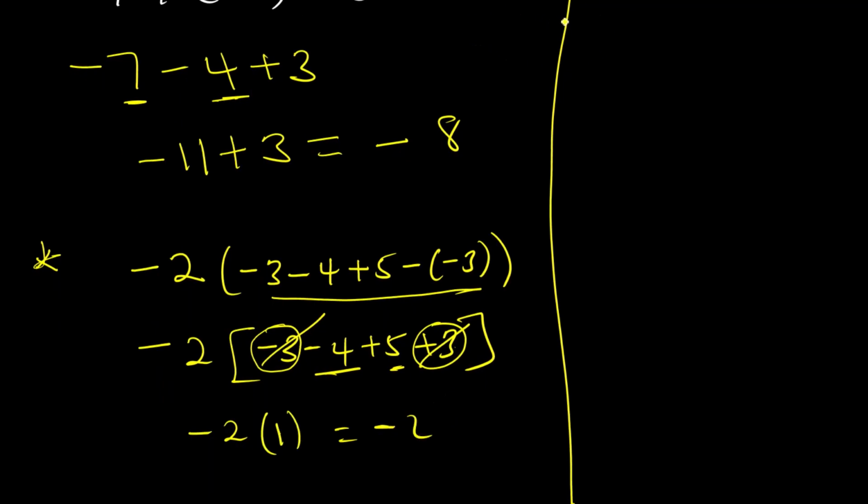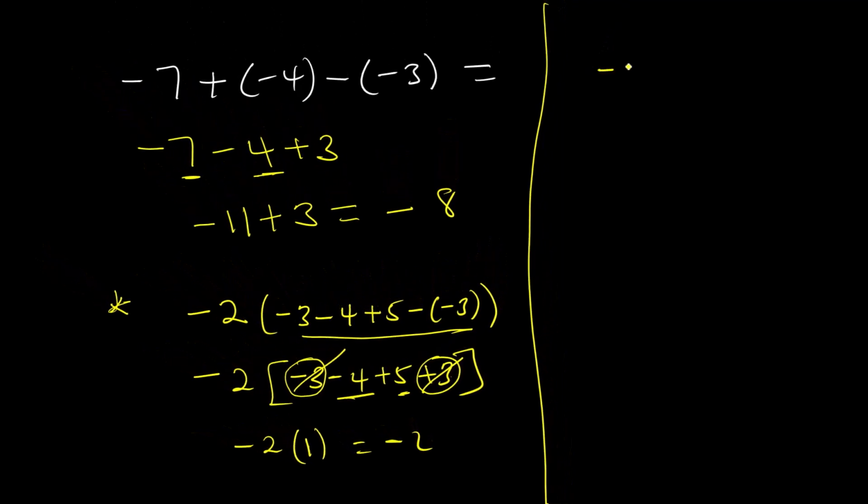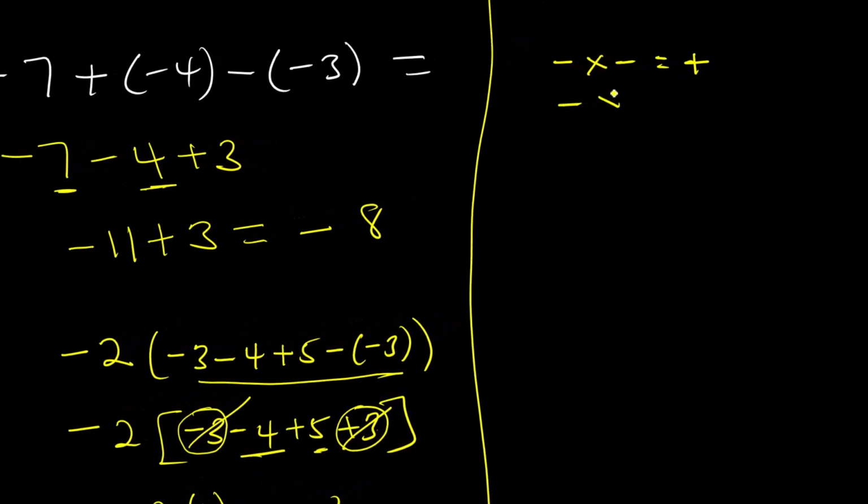All right. Now, with the next thing, let's understand this. In case you are to multiply two negative integers, negative times negative, you end up getting plus. Negative times positive gives you negative. Positive times positive is still positive.